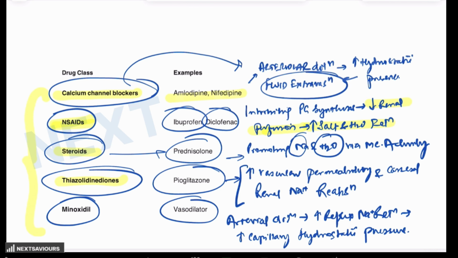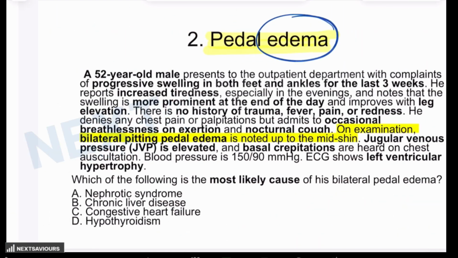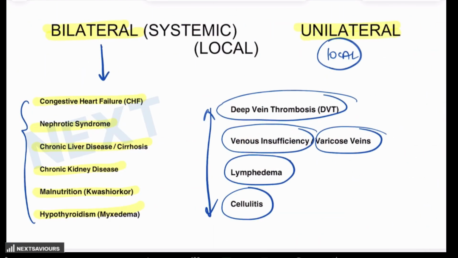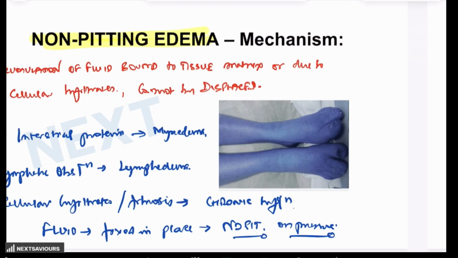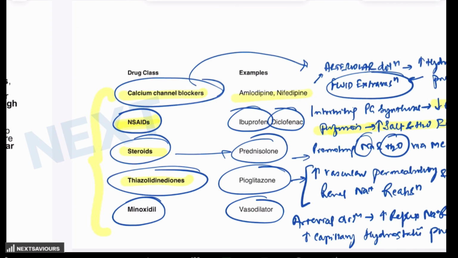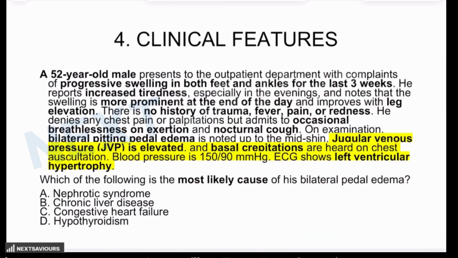So this was the third step in reaching the diagnosis for pedal edema. The first one, obviously, we have talked about: what is the laterality, whether it is unilateral or bilateral. The second one is whether it is pitting edema or non-pitting edema. And the third one, in order to reach the diagnosis, is which drugs are potential causes for this pedal edema. Then finally, ultimately, you have to identify the exact cause based on the clinical features.